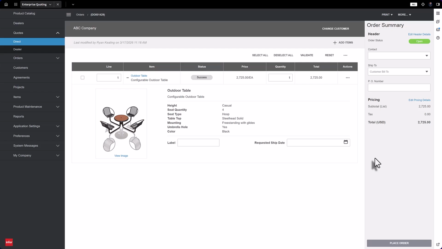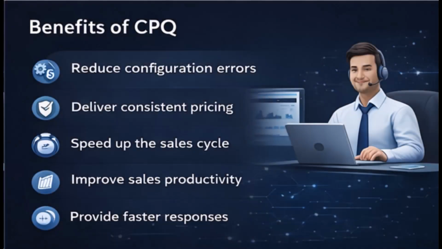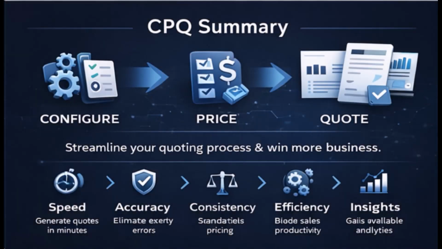let's review some of the key benefits of utilizing CPQ. By automating configuration, pricing, and quote generation, CPQ helps organizations reduce configuration errors, deliver consistent pricing, speed up the sales cycle, improve sales productivity, and provide faster response to customers. With CPQ and Enterprise Quoting, sales teams can focus less on manual processes and more on what matters most: winning business.